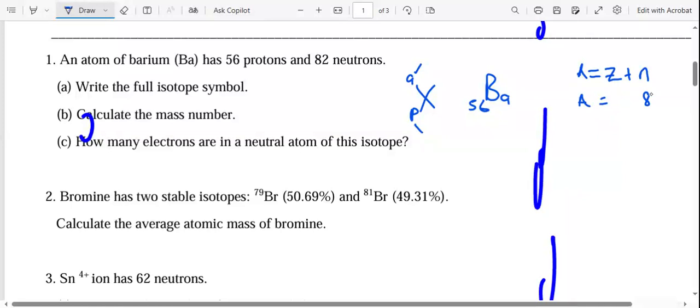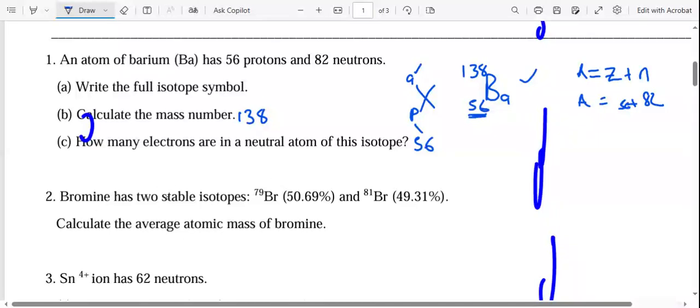So we have 82 neutrons, plus 56 protons, which will give us 138. So the 138 will sit there. So this is the nuclide symbol or isotope symbol. Then calculate the mass number. The mass number is the one we just calculated, 138, after adding all the things we have there. Then how many electrons are in a neutral atom of the isotope? In a neutral atom, there should be 56, unless it has lost some to gain charges. But for now, it's 56.